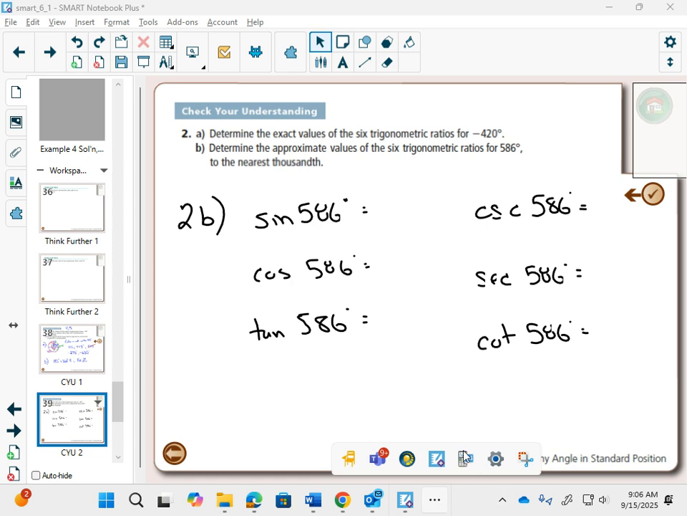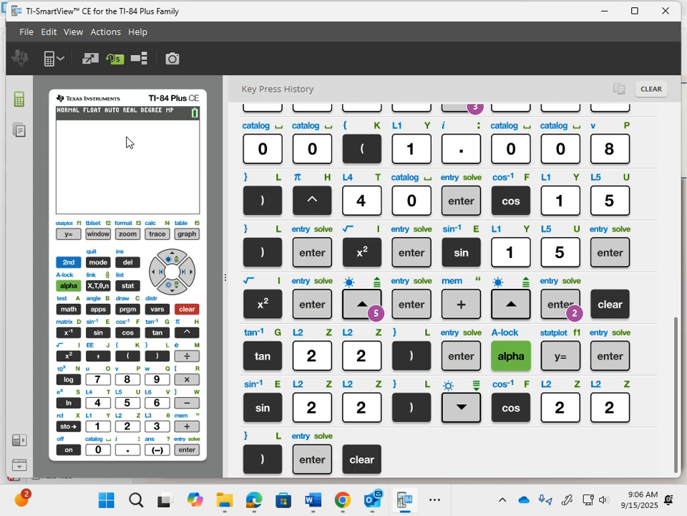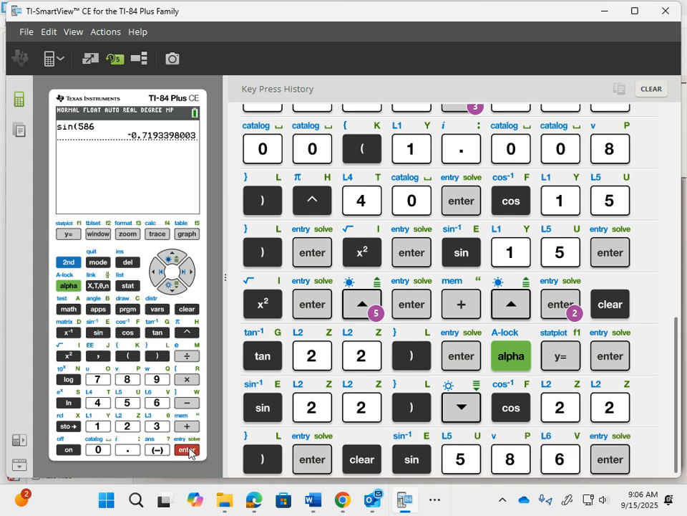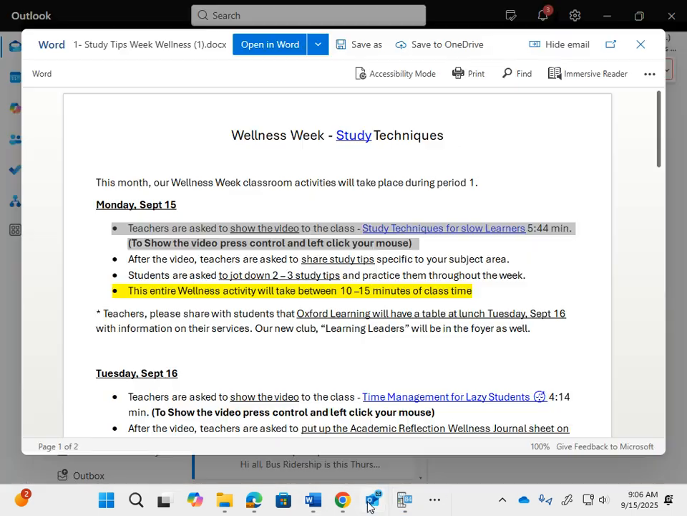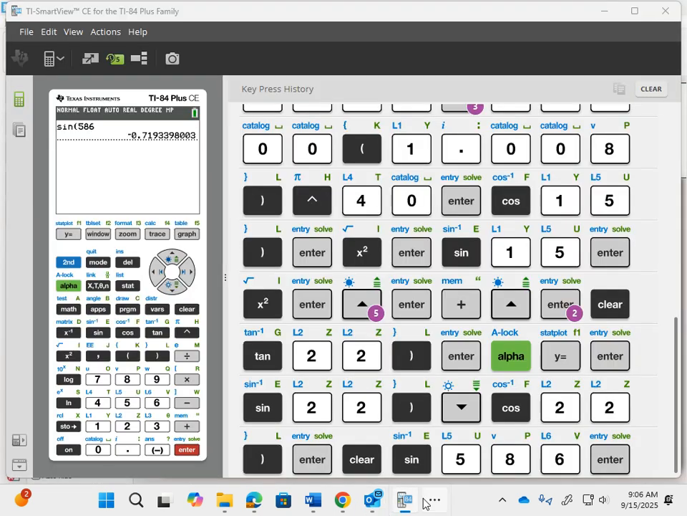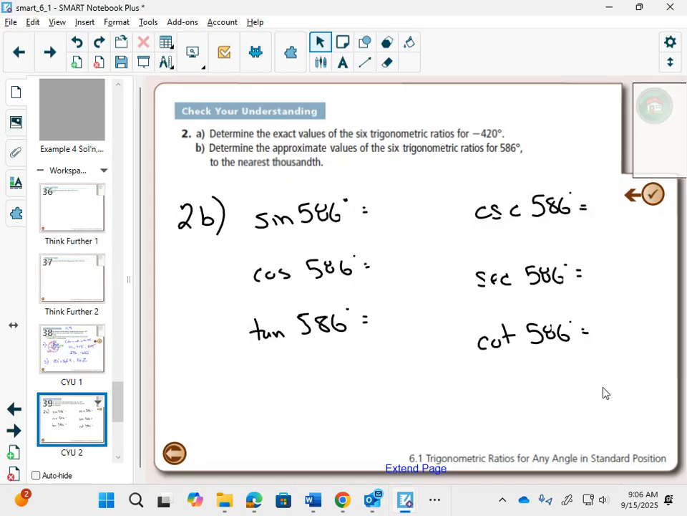And you've already used sine, cos, and tan on your calculator before. Make sure that your calculator is in degrees. You will know your calculator is not in degrees if you do sine of 586 and get a different answer than I did. Negative 0.719. And that's to 3 decimal places. Then your calculator's probably in radians.